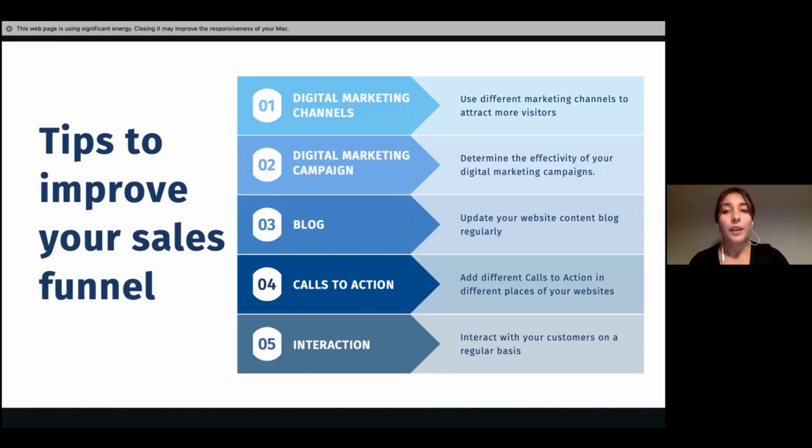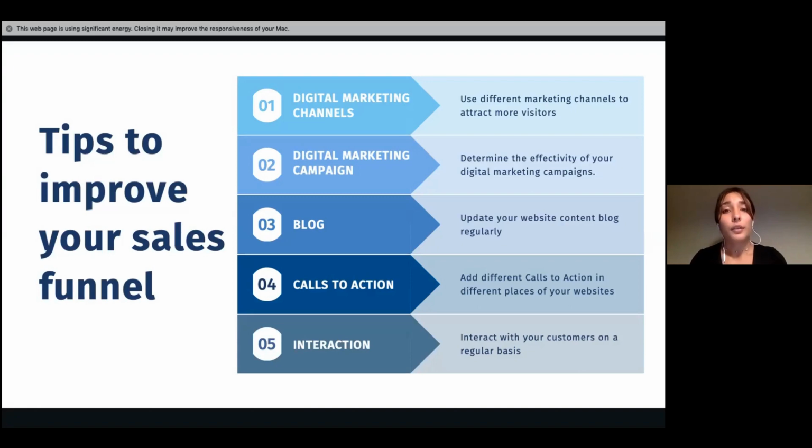Then you can use a blog. Update your website content blog regularly, because it's a good way to redirect people to your website on a constant basis. So for example, if you're talking on your blog about the products you sell or about a very important news, you could include, as we're talking about sales funnels, you could say, hey, why don't you sign up to our digital marketing clinic? And you could redirect those people from the blog to another part of your website. So you could create another sales funnel in the site.